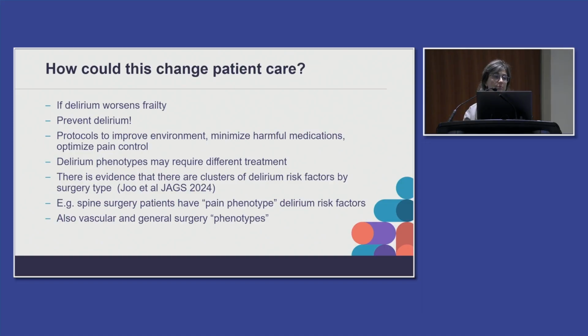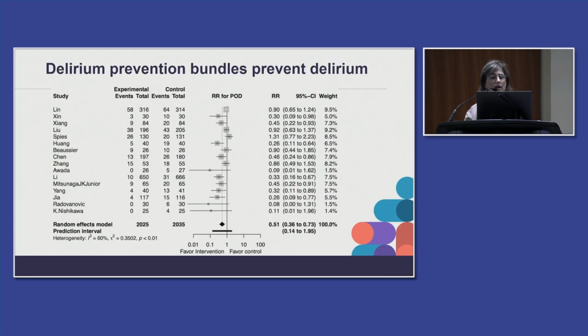So depending on the type of surgery you have depends on the cluster of risk factors you have that predispose you to becoming delirious. So for example, spine surgery patients are more likely to have a pain phenotype of risk factors. So a lot of their delirium is associated with poor pain control. So in spine patients, the key to making sure they don't become delirious may be to aggressively figure out how to control their pain. Vascular and general surgery also have phenotypes that are distinct and may have different treatments. So we haven't yet parsed out these surgery-specific treatments to prevent delirium, but I believe that that's the next step.